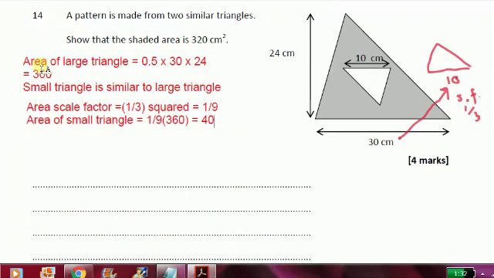So the question, again, is asking us about the shaded area. So the shaded area will just be the big triangle minus the small triangle. Big one is 360, small one is 40. So it's just 360 minus 40. 320 is an area, so we should say square centimeters just to get the units in as well. We should always put units. And you can see that is what we were asked to prove.